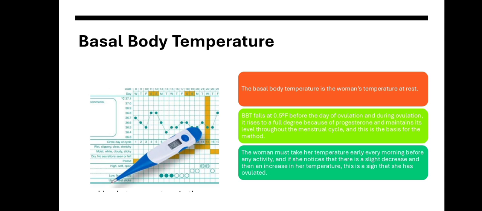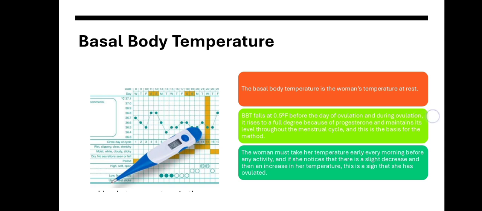Basal body temperature. The basal body temperature is the woman's temperature at rest. BBT falls at 0.5 F before the day of ovulation, and during ovulation, it rises to a full degree because of progesterone and maintains its level throughout the menstrual cycle, and this is the basis for the method. The woman must take her temperature early every morning before any activity, and if she notices that there is a slight decrease and then an increase in her temperature, this is a sign that she has ovulated.